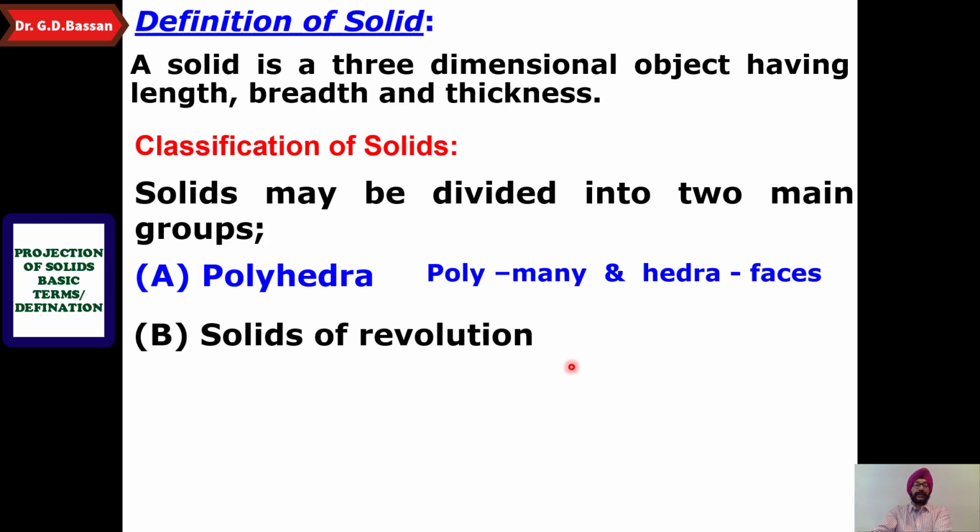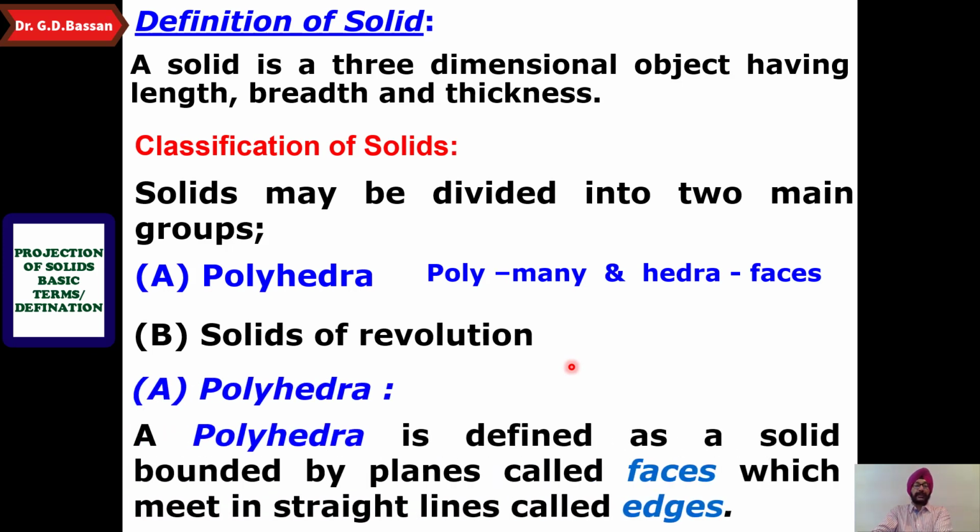Let us describe one by one the different types of solids. First is a polyhedra. What do you mean by a polyhedra? A polyhedra is defined as a solid which is bounded by planes called faces, which meet in straight lines that are called edges. So there are many regular polyhedra, some of which may be defined as stated below.